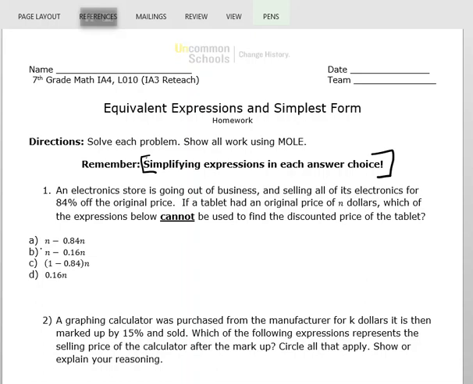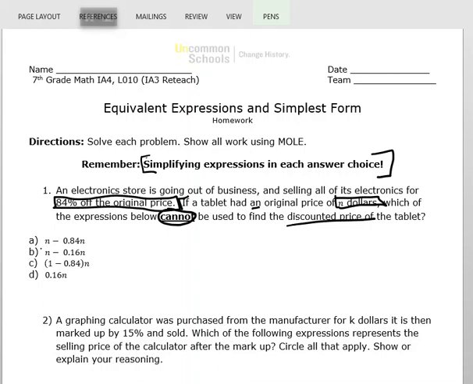for several of these. An electronics store is going out of business and selling all of its electronics for 84% off of the original price. Now that is a very big discount. If a tablet had an original price of N dollars, which of the expressions below cannot be used to find the discounted price of the tablet?